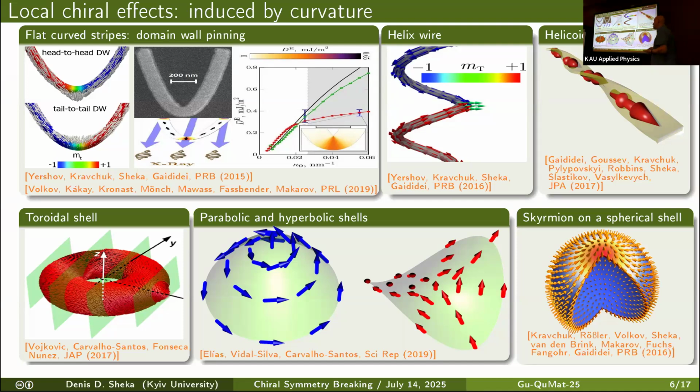So in systems where there is a geometrical chirality, for example, in a helix, there exist left or right helices, and there appears a coupling between geometrical chirality and magnetochirality, which leads to, for example, a preferable direction of domain walls in this system. In a helicoid ribbon, there appears a preferable handedness of the ground state. In more complex structures, like toroidal shells, there appear specific vortices outward and anti-vortices inward.